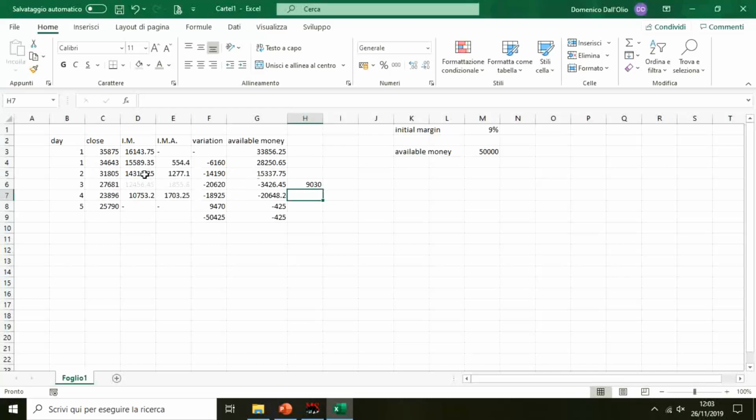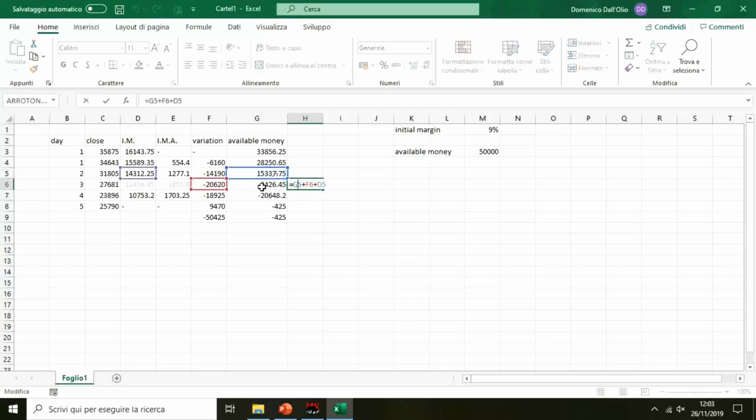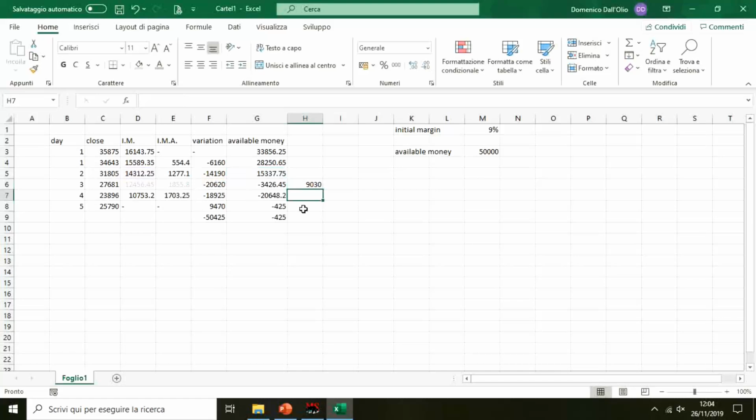And the money deposited for the coverage of the risk one day to the next was 14,312.25. So, in the end, what you have is the previous day's available money, 15,000 and something, plus the negative daily variation margin, minus 20,000 and something, plus the initial margin deposited the previous day, 14,300 and something, that now gets released, restituted. So what you're left with is 9,030 euros.